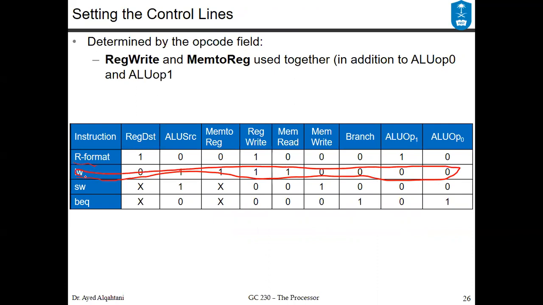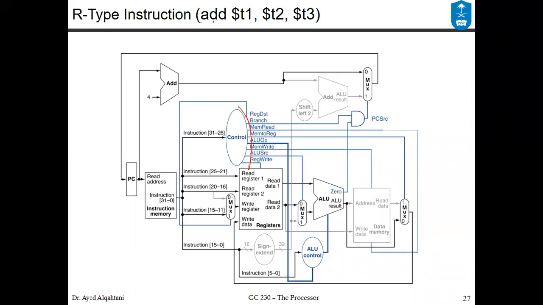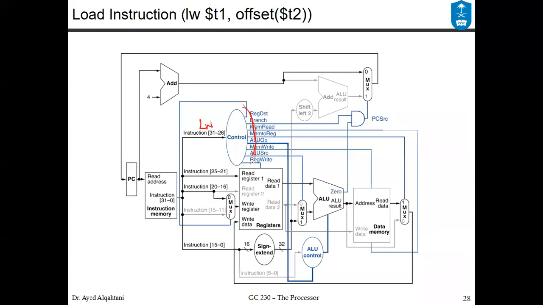This is for the load. And this one for the R-type. So let me number them. This is number 1, and this is number 2. So the control of number 1 goes here when the instruction is add. The controls of number 2 goes here when the instruction is load. To make the right choices for the muxes, the right choices for the register, is there a register write or not? The right control for the memory read and memory write and so on.